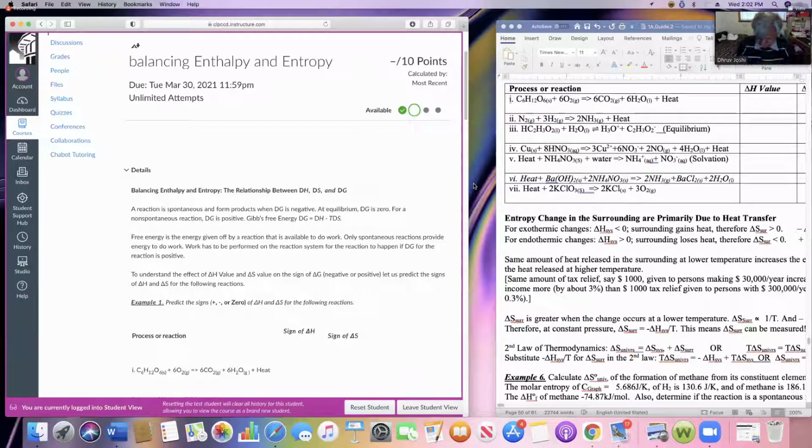For example, matches. Matches are not spontaneous. In order for this match to light, for the reaction to happen, we have to strike. And that is putting energy into the system. Only when we put energy into the system, that's when the match lights. And that is called not a spontaneous reaction.